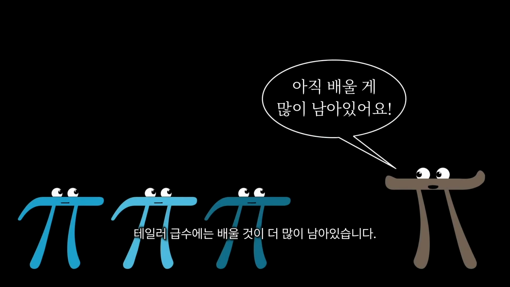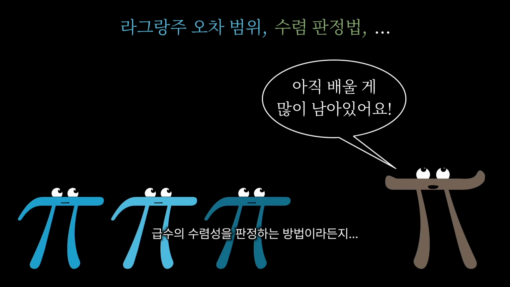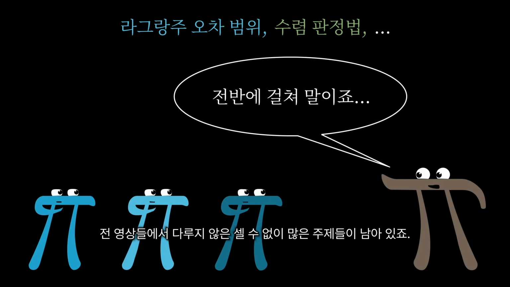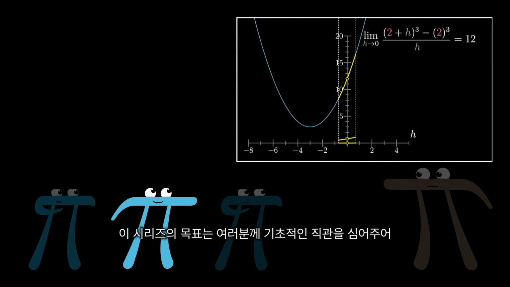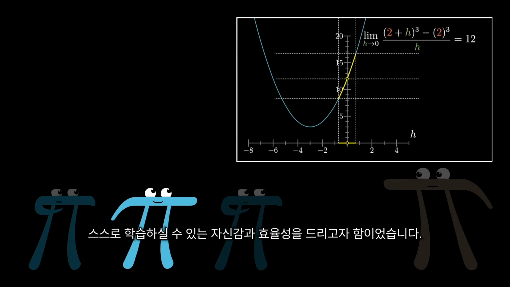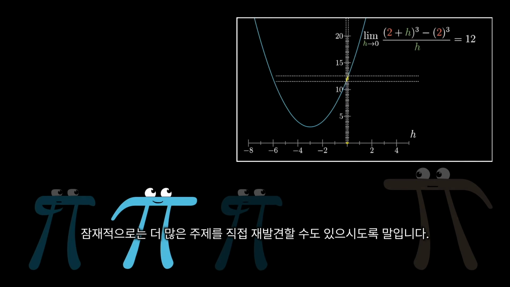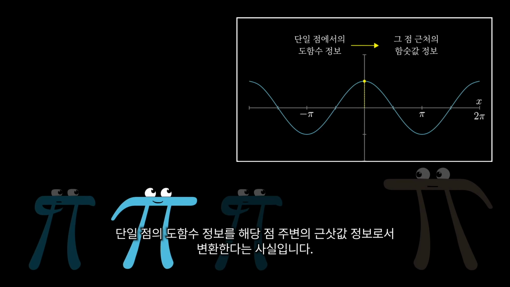There remains more to learn about Taylor series. There are many use cases, tactics for placing bounds on the error of these approximations, tests for understanding when series do and don't converge. And for that matter, there remains more to learn about calculus as a whole, and the countless topics not touched by this series. The goal with these videos is to give you the fundamental intuitions that make you feel confident and efficient in learning more on your own, and potentially even rediscovering more of the topic for yourself. In the case of Taylor series, the fundamental intuition to keep in mind as you explore more of what there is, is that they translate derivative information at a single point to approximation information around that point.